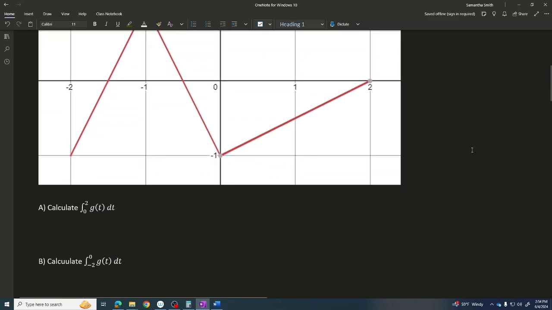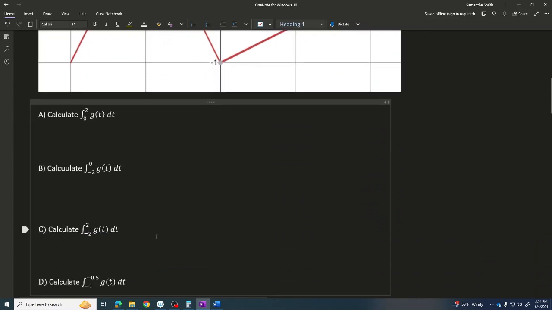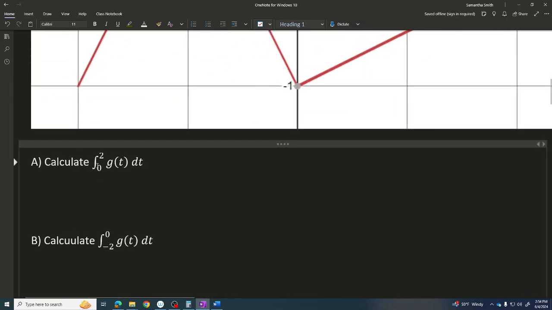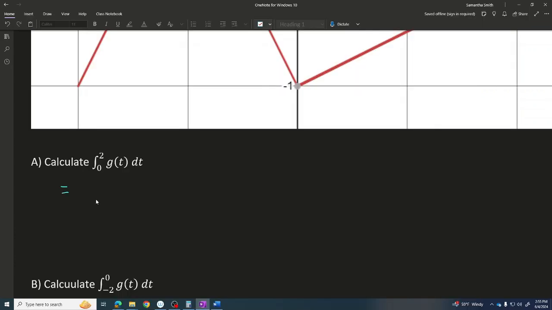And we're asked, based on this graph, let's go ahead and try and calculate a couple of different definite integrals of this function. First up, we have the integral from t equals 0 to an upper limit of t equals 2. Let's calculate that value of this function using the graph alone. Now I'm going to remind myself that the definite integral is equal to the net area between g of t and the t-axis.